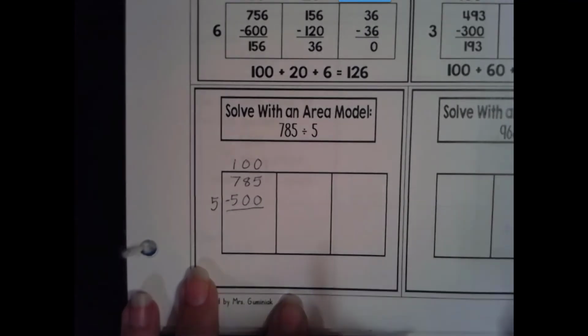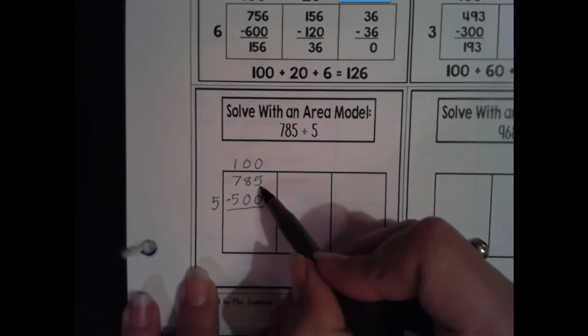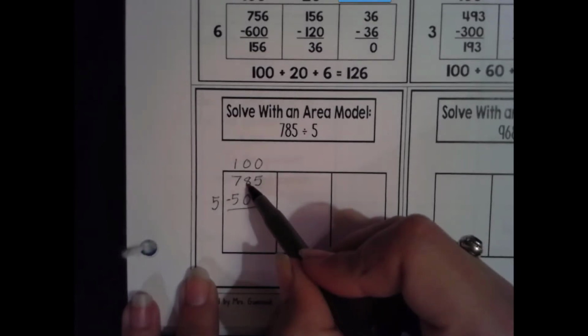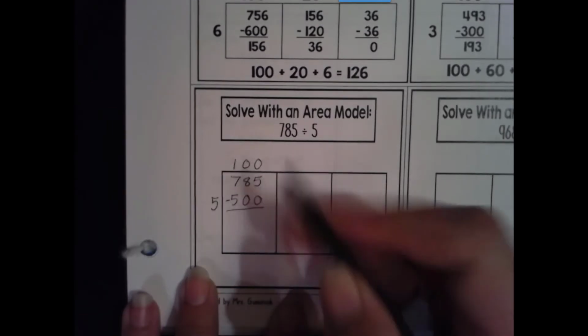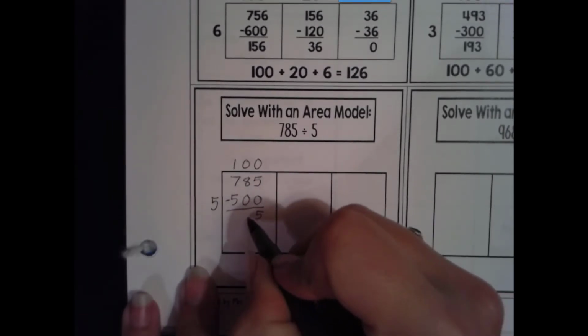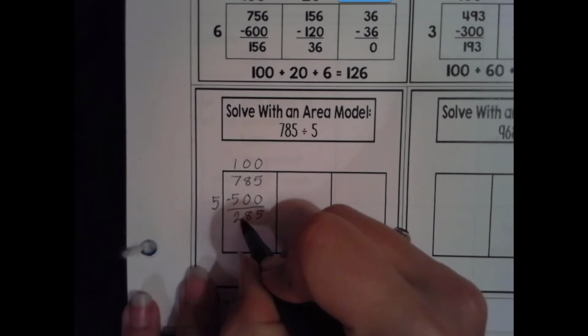So I'm going to subtract out those 100 groups of 5. More on top, no need to stop. So I subtract, I get 5, 8, 2.